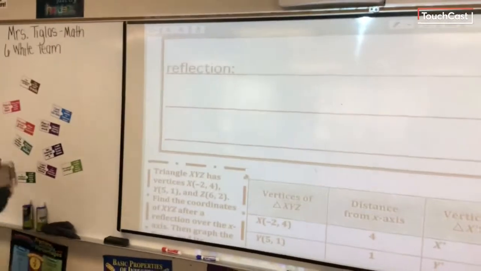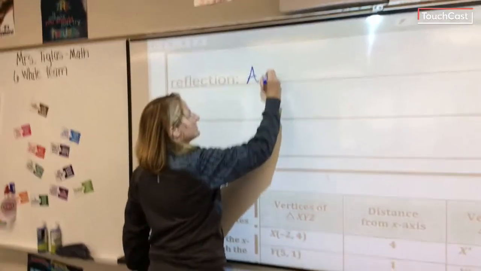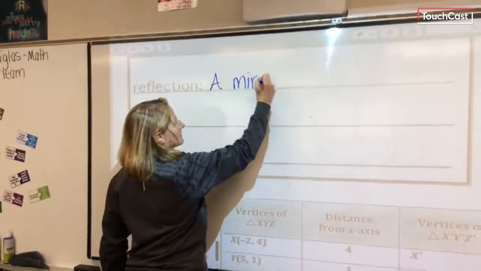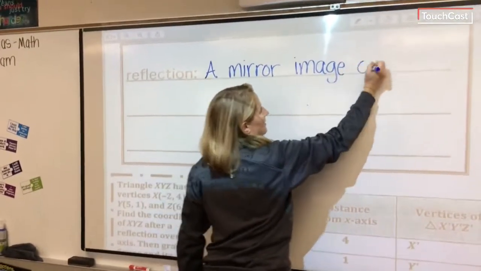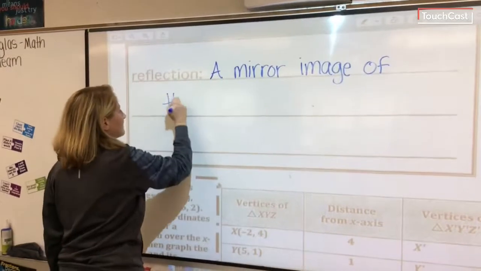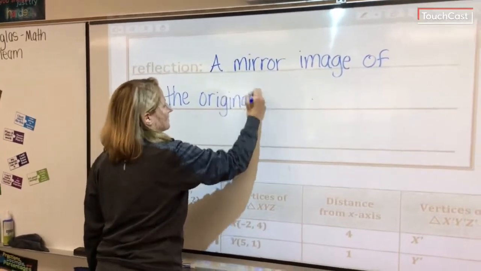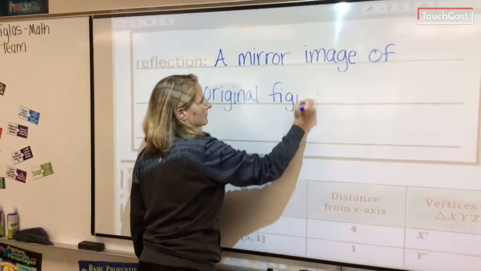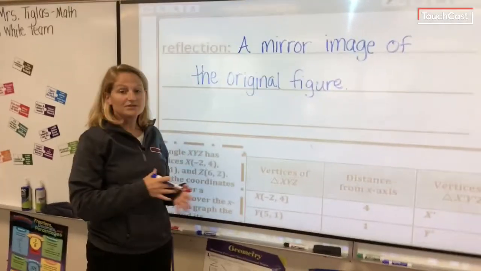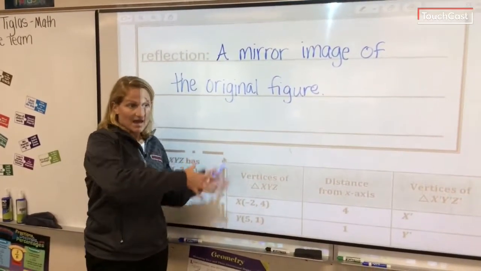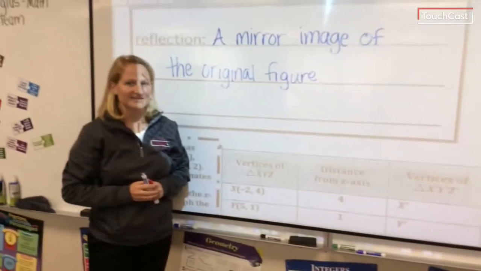Wow. So reflection means a mirror image of the original figure. So mathematically, what we're going to be doing with this is we're going to have figures and we're going to be flipping them over lines of symmetry. Let me show you how.